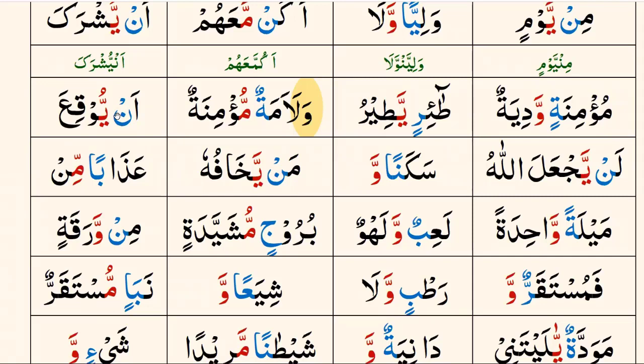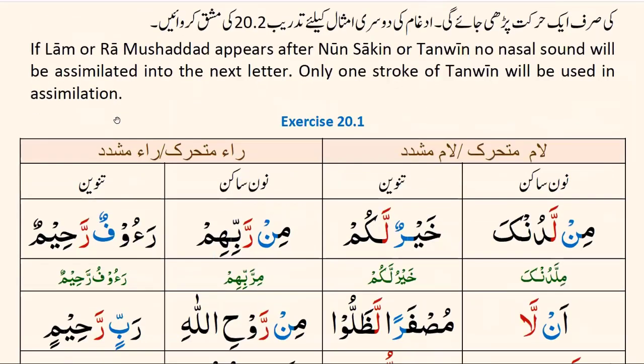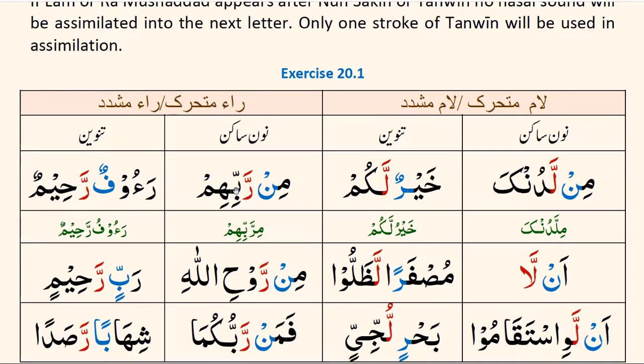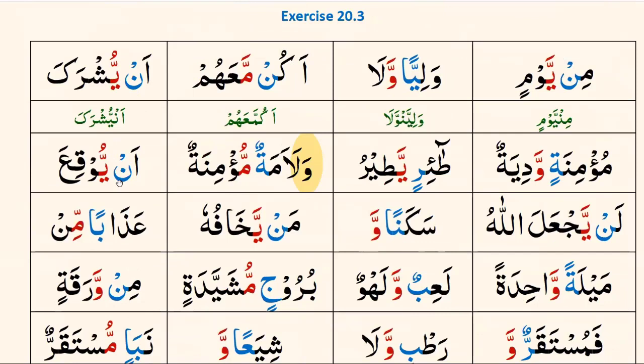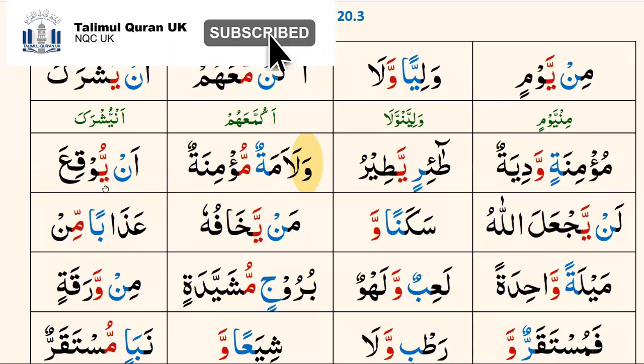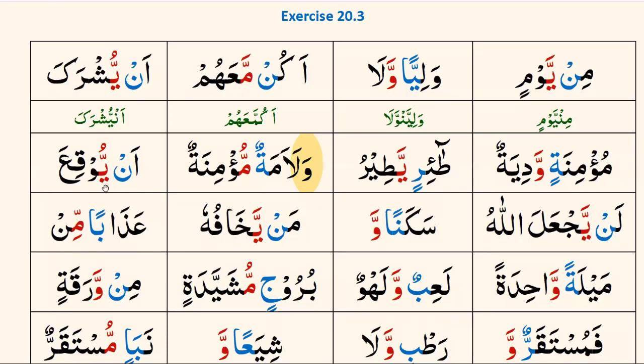Now, like in those examples that we went through above, milla, mirra, we're not giving any nasal sound, even though there is a noon there. But in this example, we are using that noon and we're slightly giving that nasal sound. And that's because the letter afterwards is not a lam mushaddad or a ra mushaddad. Those are not the letters afterwards, are they? No. What's the letter after the noon sakin here? A ya mushaddad. So that's a totally different letter, and that tells us that you should be giving a slight nasal sound.